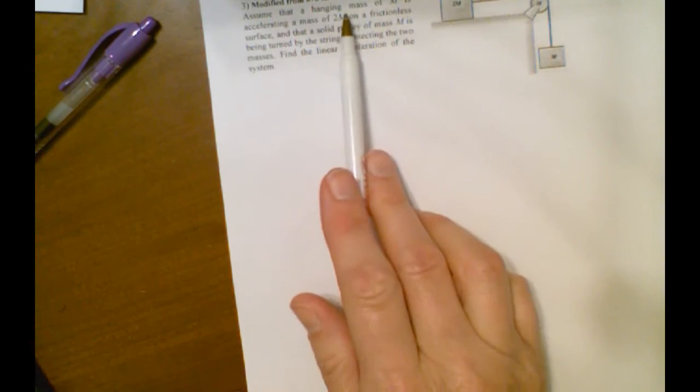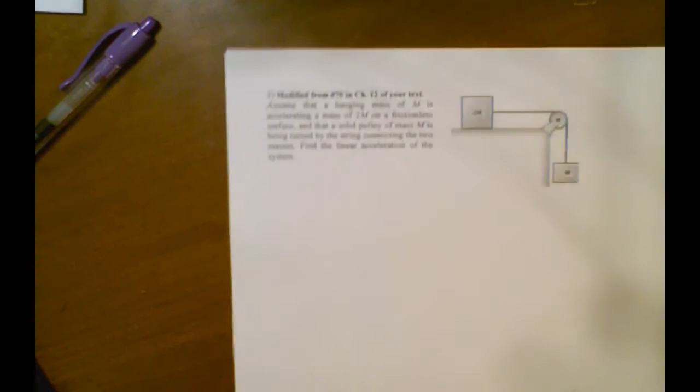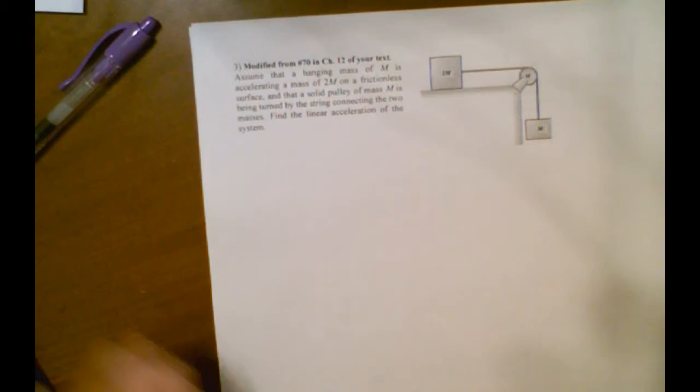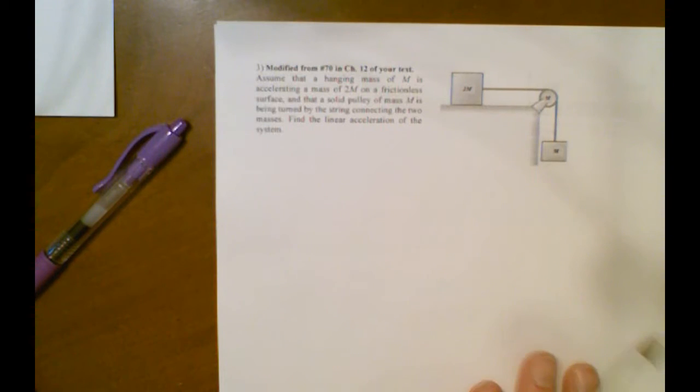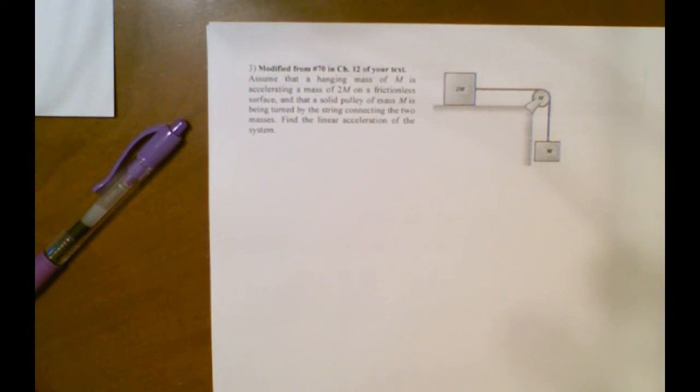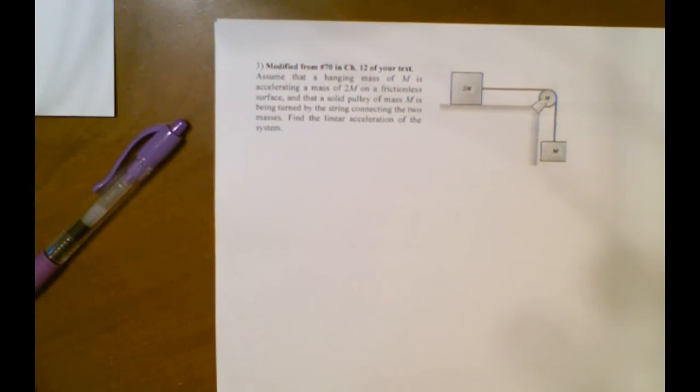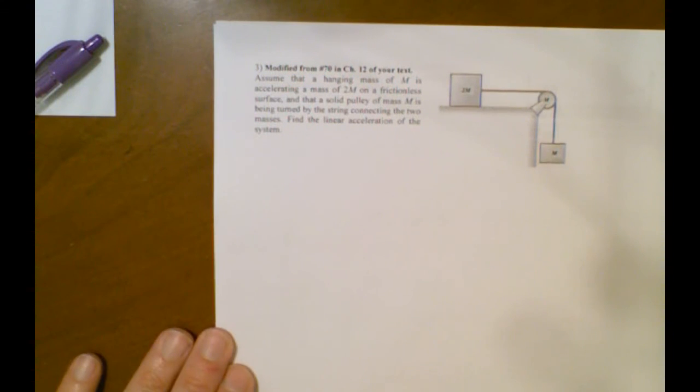Okay. This one right here is modified from problem 70, chapter 12 of your textbook. Again, I gotta think about this. Okay, so I'm going to show you a sneaky way to do it and a little bit more appropriate way of doing this as well. And the sneaky way, it might be okay this year, as long as you can write down things.